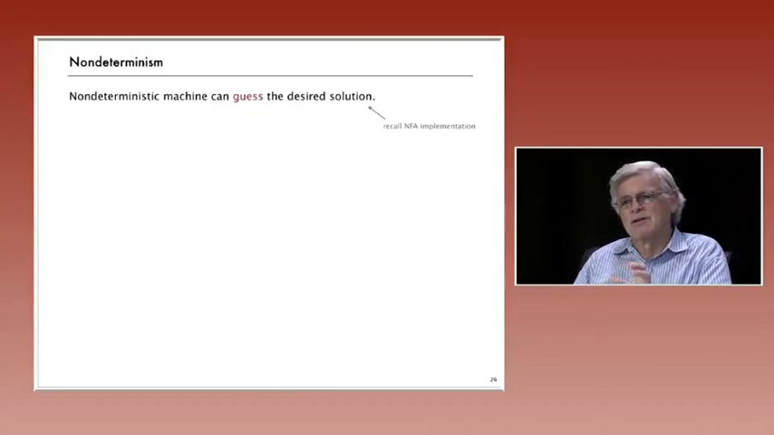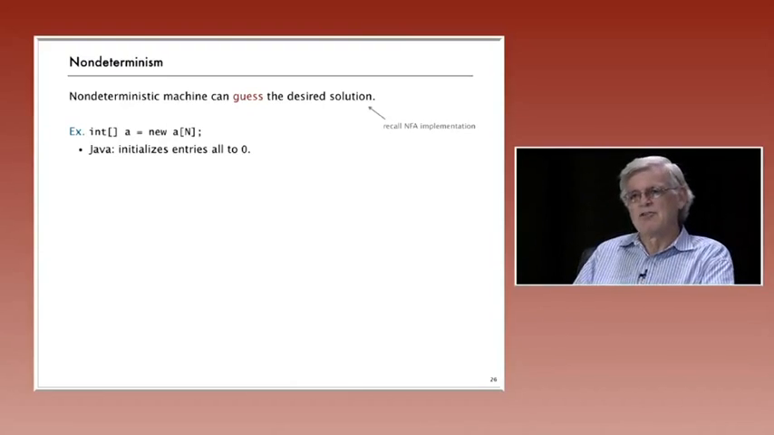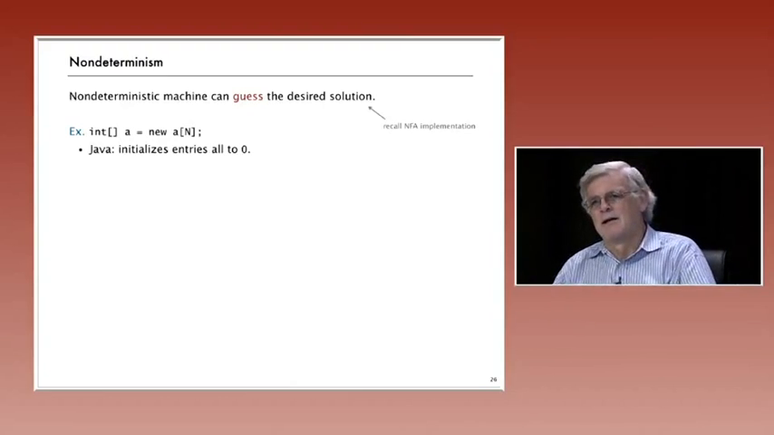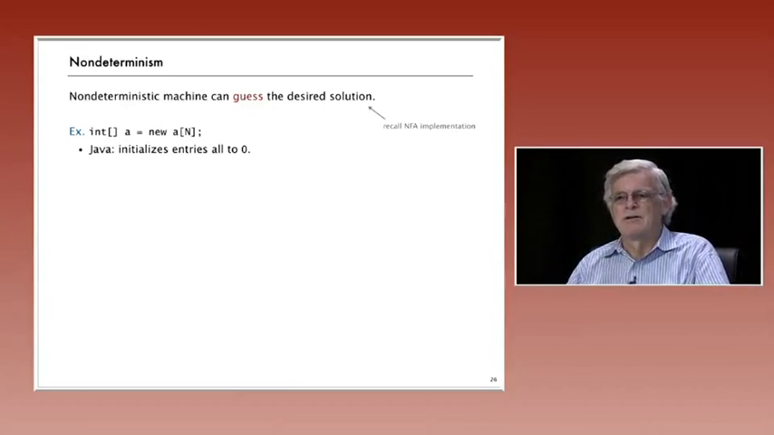So non-determinism was an abstract device that we used to help us try to get to a real practical solution, and that's what we're doing again. So let's imagine we have a non-deterministic machine that can guess the solution. Like if you're in a deterministic machine, if you make an array of size n, then Java, we know, deterministically initializes the entries to all 0.